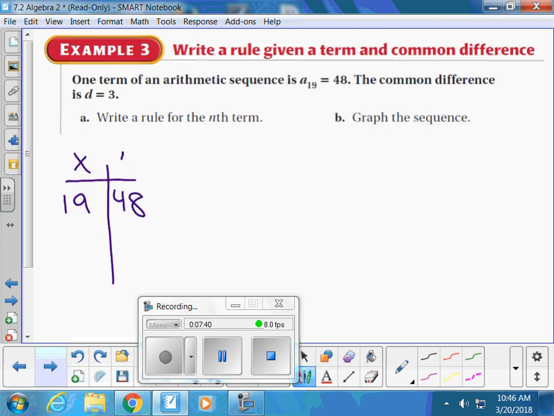I'll just use x's and y's. Doesn't matter, a's and n's, x's and y's, doesn't matter. The constant difference is 3. Now, question for you guys. What's the equation for slope-intercept form? Good. I feel like we've used it this week a bit, haven't we?